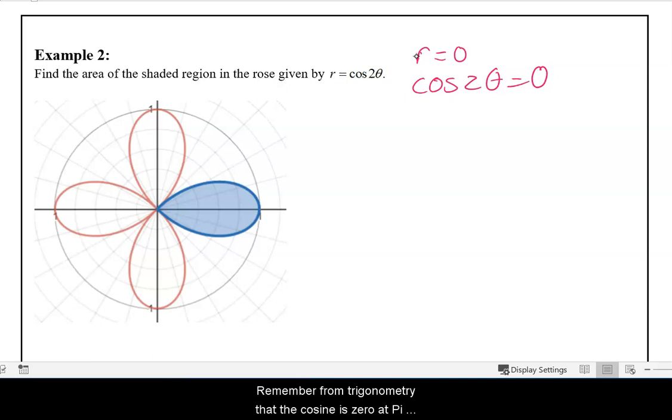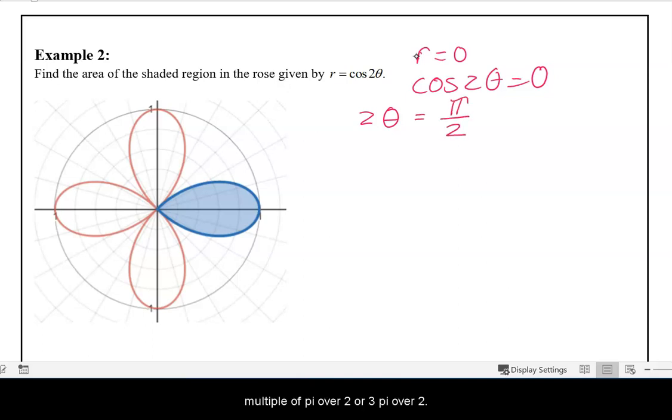Remember from trigonometry that the cosine is 0 at odd multiples of pi over 2. In other words, we need the angle 2 theta to be some multiple of pi over 2 or 3 pi over 2. Since pi over 2 and 3 pi over 2 are pi apart, we could add onto pi over 2 any pi multiple n, where n is considered to be an integer, positive or negative. Now I need to solve for theta.